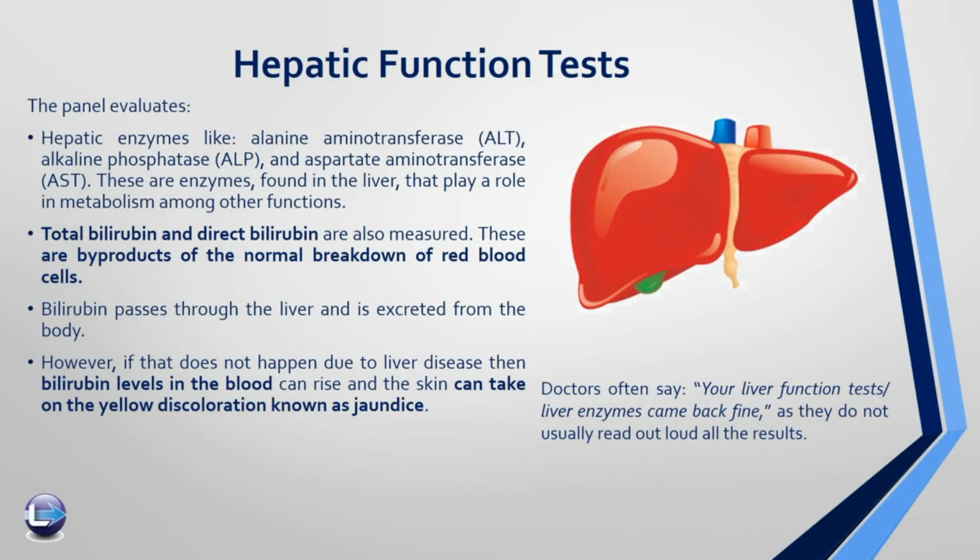Hepatic function test. The panel evaluates hepatic enzymes like alanine aminotransferase (ALT), alkaline phosphatase (ALP), and aspartate aminotransferase (AST). These are enzymes found in the liver that play a role in metabolism, among other functions. Total bilirubin and direct bilirubin are also measured. These are byproducts of the normal breakdown of red blood cells. Bilirubin passes through the liver and is excreted from the body.